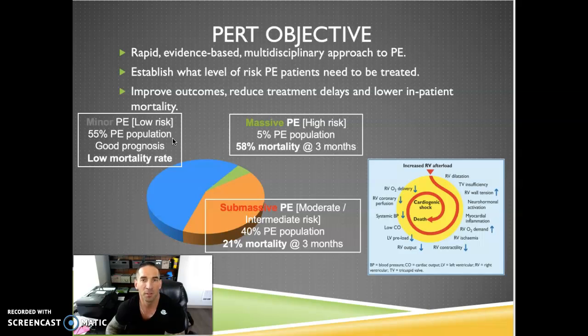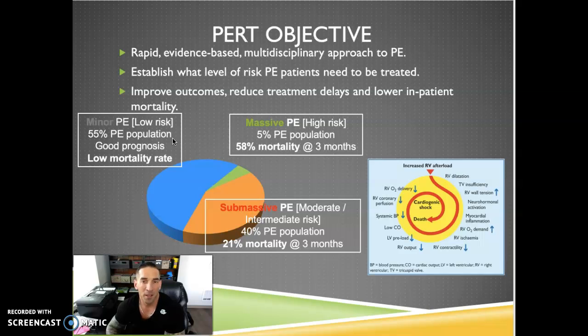So the objective of this PE response team is going to be to develop a rapid, evidence-based, multidisciplinary approach to treating the PE disease state. What we're going to do is establish the level of risk, also known as risk stratification, of these PE patients, to determine who is best to be treated with either advanced therapies or minimally invasive therapies, or even just unfractionated heparin and just monitored on the floor. So that's going to be the real goal of this PERT objective.